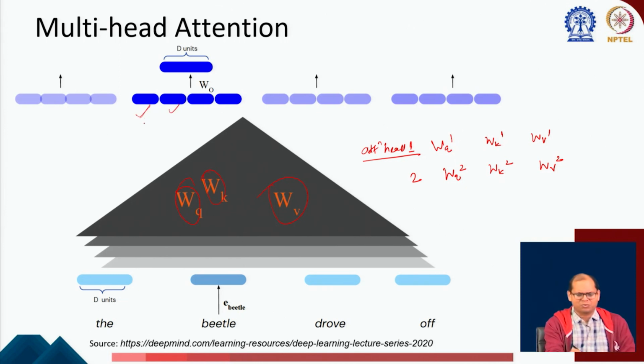So you can get self-attention output from the first head, from the second head, third head, and fourth head, and combine them to get your final output. Right? So this was the multi-head attention concept. Starting from single head, you have multi-head attention.